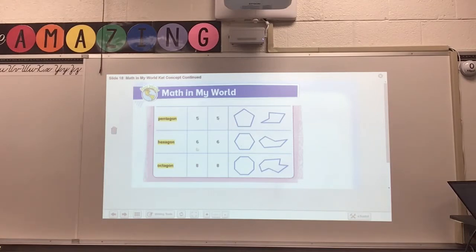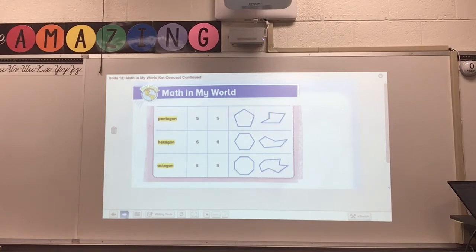Then we have our hexagon, 6 sides and 6 angles. Once again, this is our regular hexagon. All 6 sides are equal. All 6 angles are equal. Then we have our irregular hexagon. It still has 6 sides and 6 angles, but the sides and angles aren't all equal. And then our octagon, which we've seen a couple of times. This is our regular octagon, and this is the irregular octagon because it does have 8 sides and 8 angles, but they are not equal.